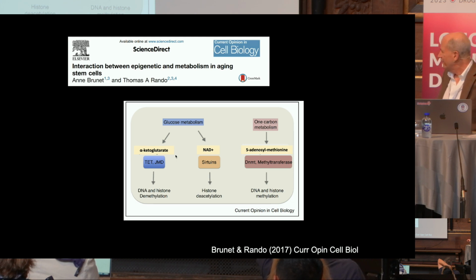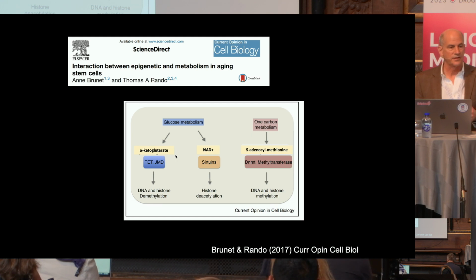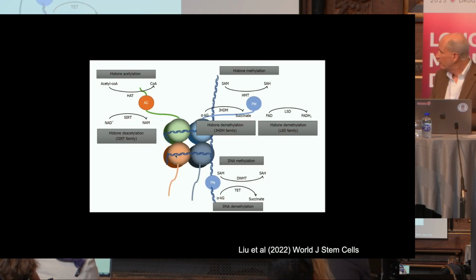So here's another figure from another review I wrote with Anne Brunet on this connection between metabolism and epigenetics. There are many connections, but one in particular is that these chromatin-modifying enzymes all use metabolites from different metabolic pathways as cofactors. This is shown in a little bit more detail here. So whether looking at histone acetylation or deacetylation, or DNA methylation or demethylation, they all use cofactors like acetyl-CoA, NAD, S-adenosylmethionine, alpha-ketoglutarate in these reactions. And changes in these cofactors, so changes in metabolic pathways, have the ability to modify the epigenome by modifying the enzymes they control.